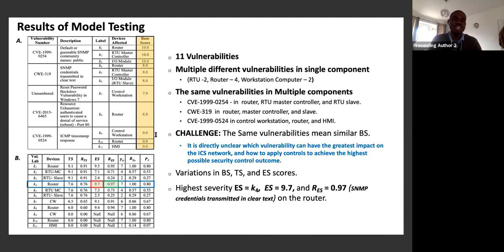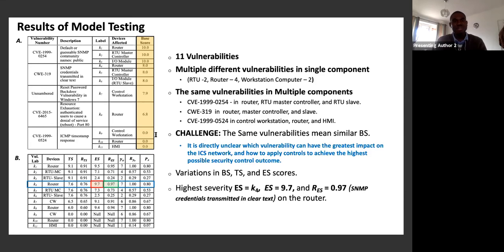Now, one of the key challenges that our work wants to address is the issue that having the same vulnerability means that you have the same base scores from the vulnerability analysis. And so it becomes very unclear which of these vulnerabilities has the greatest impact on the ICS network and how to apply controls to achieve the highest possible security control per time as this is applied.